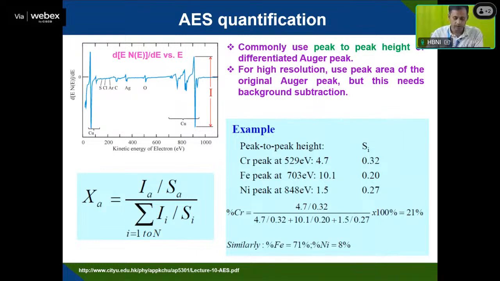You can see here, instead of peak area, here it's mostly taken as the peak-to-peak height ratio. So in XPS we are taking peak area, but here this is the height of the peak that we are taking. So if you take the peak-to-peak height, and then consider the individual other peaks and sensitivity factors, you'll be able to find out the different constituents of the element.